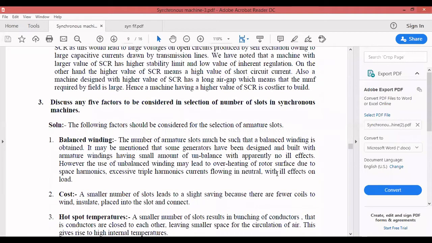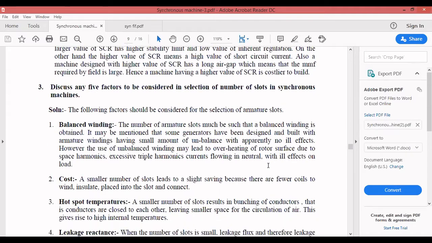The following factors should be considered for selection of armature slots. With respect to the second figure, armature winding is done in the stator slots, where the field is revolving and the armature is stationary. Next, what are the factors? The first factor is balanced winding. The number of armature slots must be such that balanced winding is obtained. Balanced winding means all three phases should have the same number of turns.